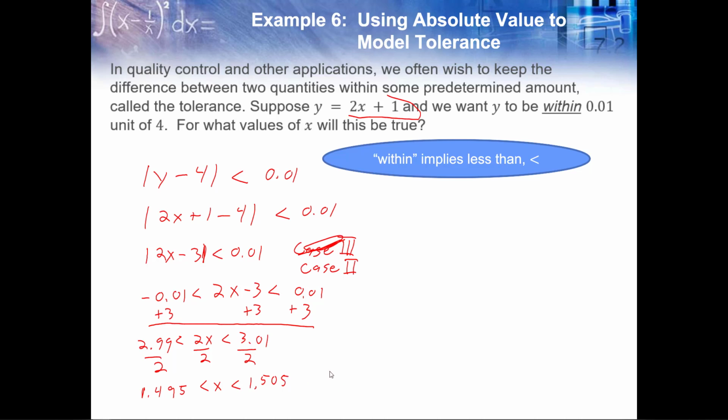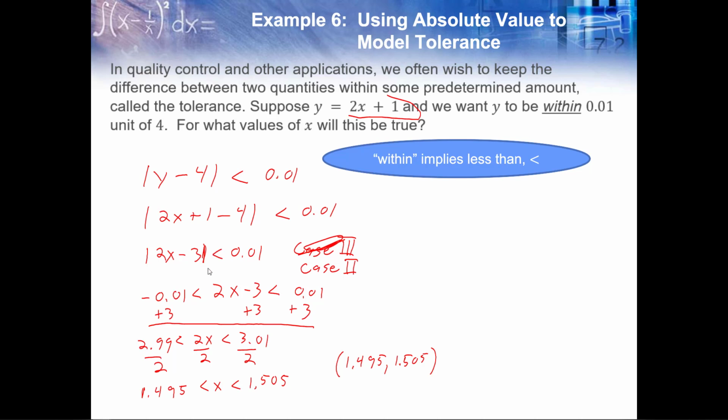So that basically means that x must be within the open interval 1.495, comma, 1.505, for y to be within 0.01 of 4.